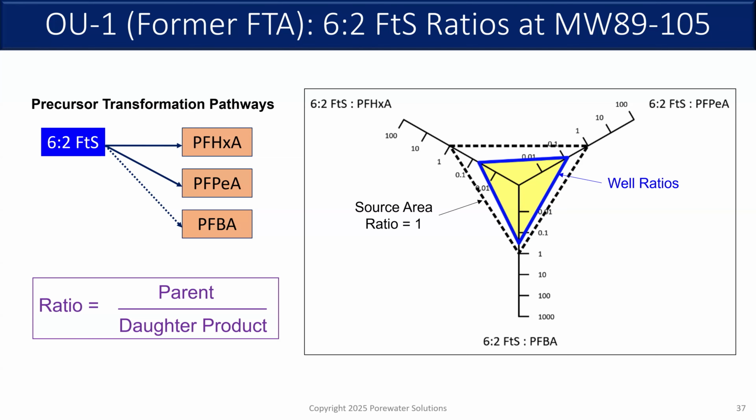And in a downgradient area near where oxygen was injected to enhance hydrocarbon degradation, that's the blue data series. You can see downgradient of the source, PFHxA is dropped by close to 1.5 orders of magnitude. PFPeA dropped by about an order of magnitude, and PFBA by about half an order of magnitude. Those proportional changes are consistent with what you'd expect when 6:2 FTS is biodegrading to the 3 different daughter products.